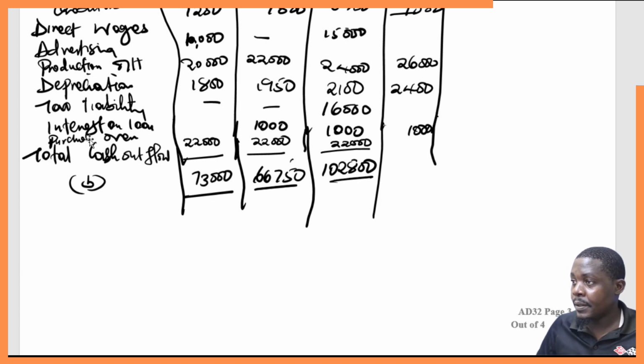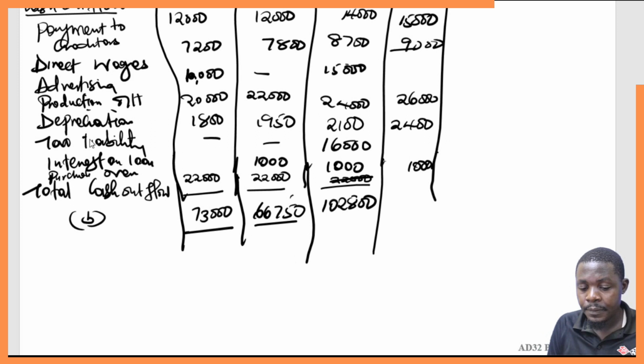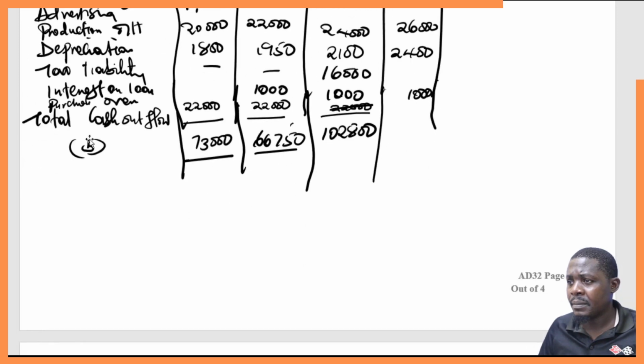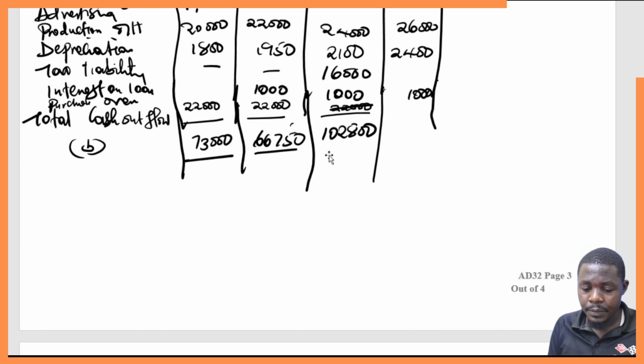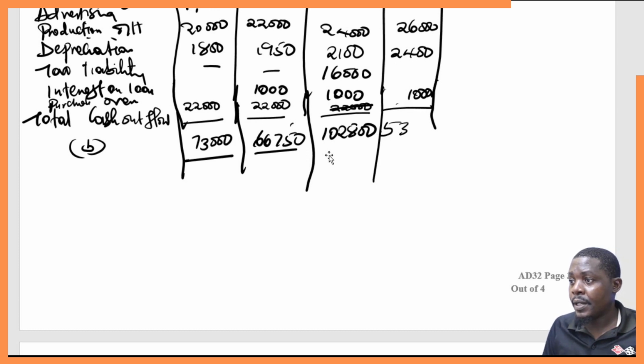And then lastly, that is 15 plus 9,000 plus 26,000 plus 2,400 plus 1,000 plus 1,000. That is 53,400. And here 53,400.